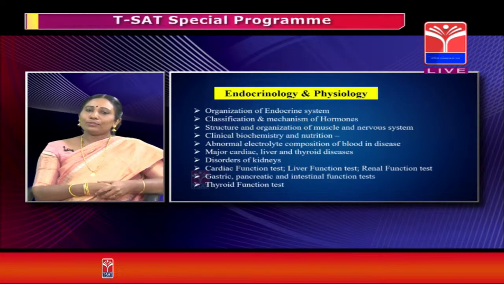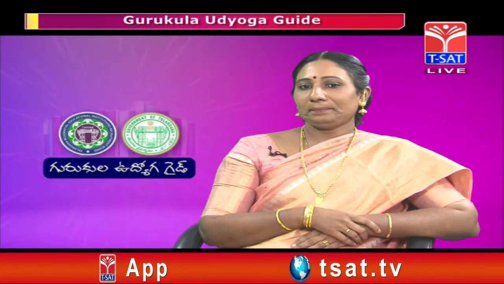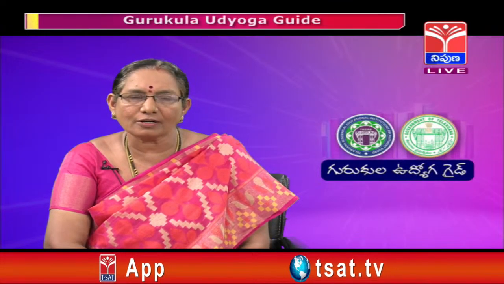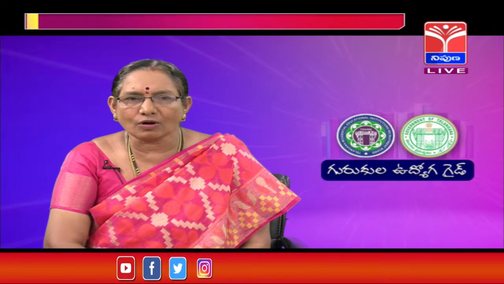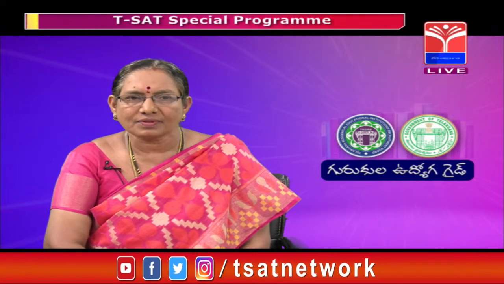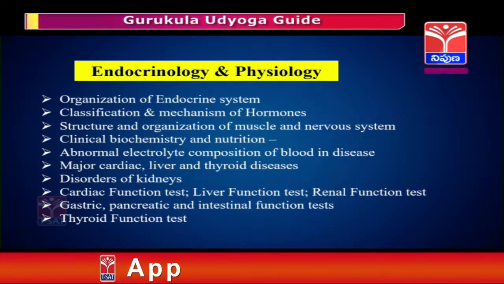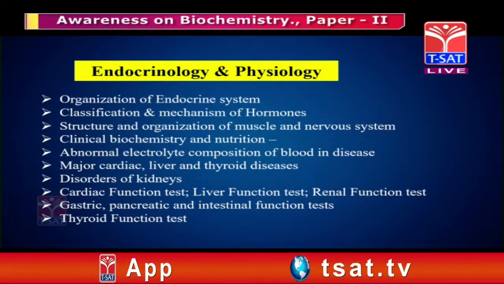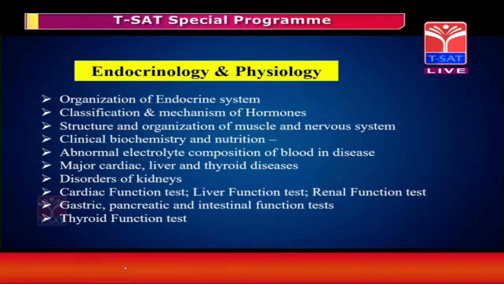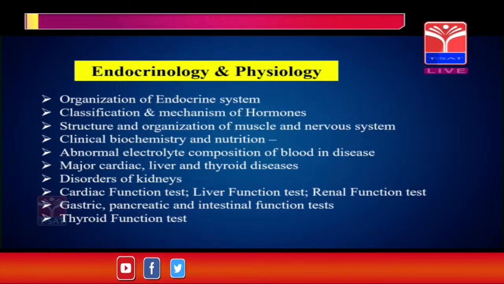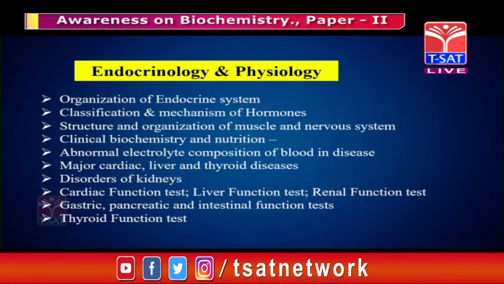Now, when we move on to the next topic, Dr. J. Sarada will brief on it. Yeah. Moving on to this part of the syllabus, endocrinology and physiology. It begins with the organization of endocrine glands, their location and function, then classification of hormones, like peptide hormones and steroid hormones, then structure and organization of muscle and nervous system. Again, in earlier units we also had the mechanism of muscle contraction and nervous system, so these are a little interconnected.